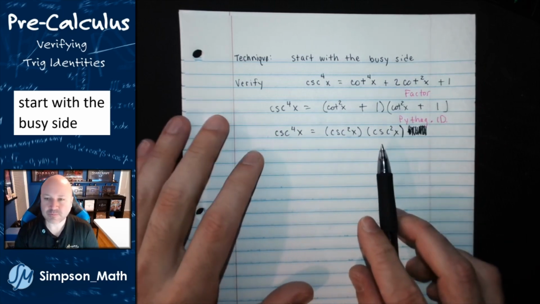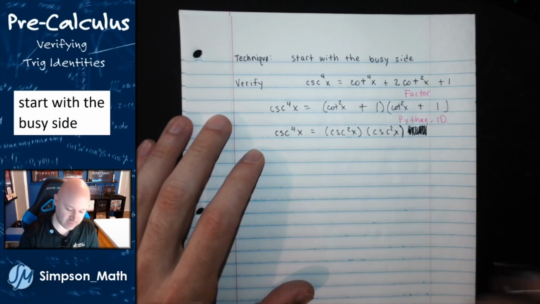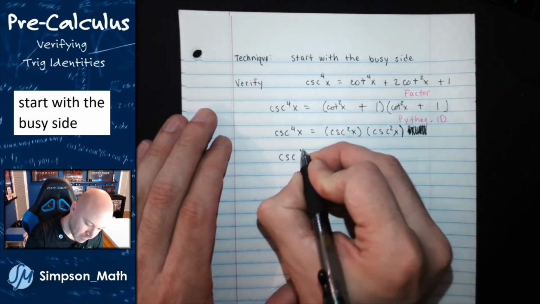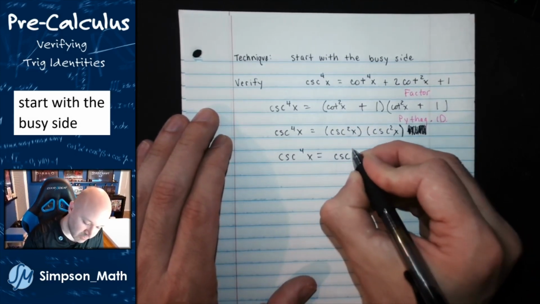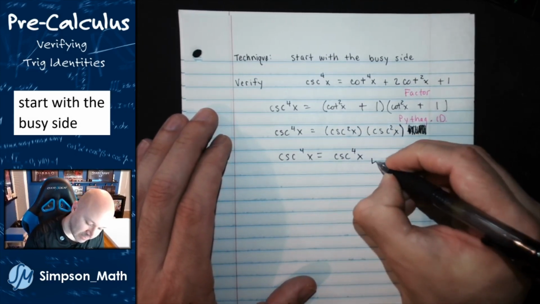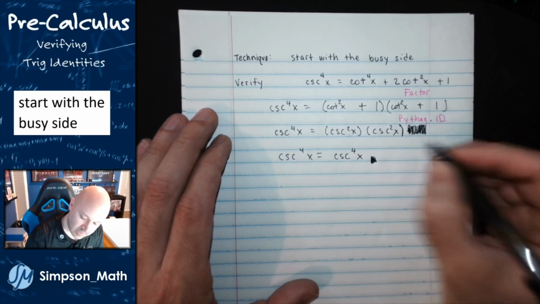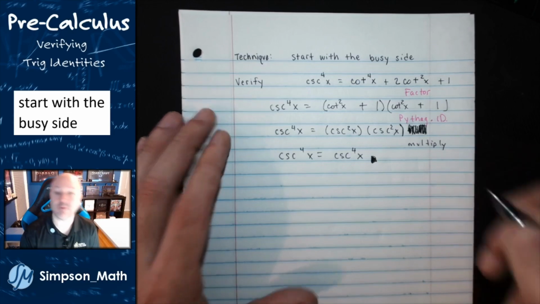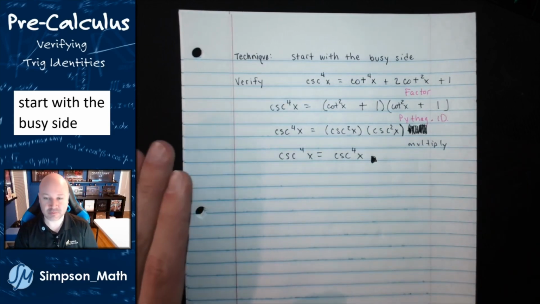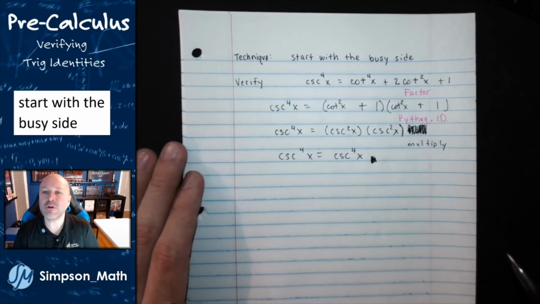All right. Oh, and multiply and you get to the fourth, yes. Cosecant squared times cosecant squared is cosecant to the fourth. QED, I'm done. Here I just multiplied. When you multiply, you just add the exponents. 2 plus 2 is 4. Good.